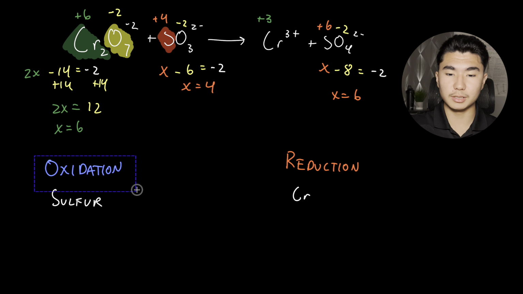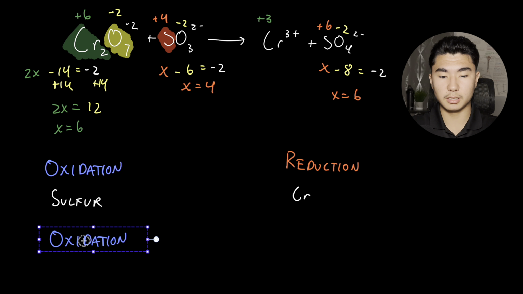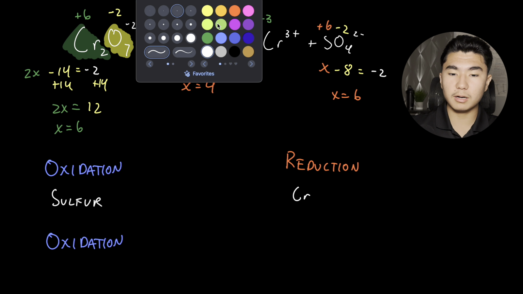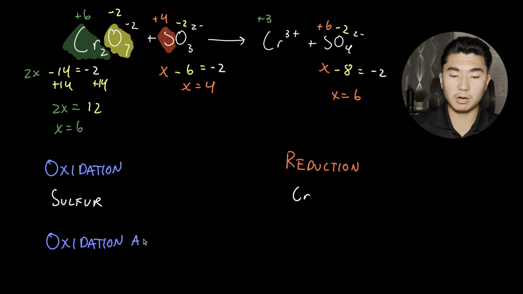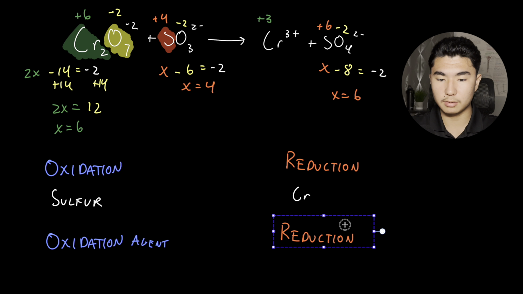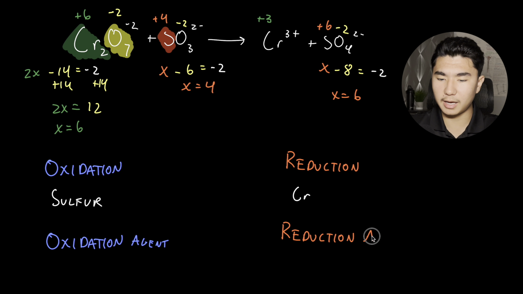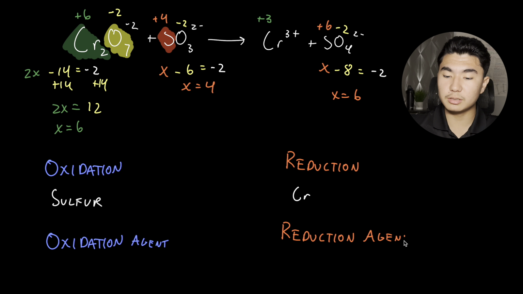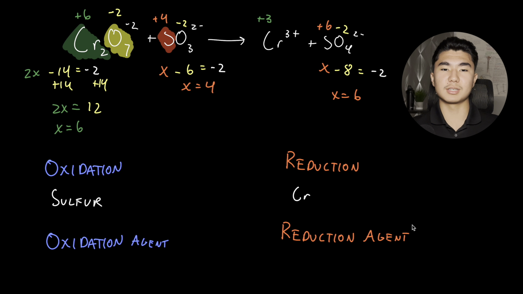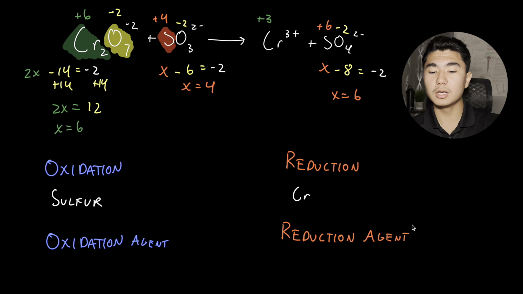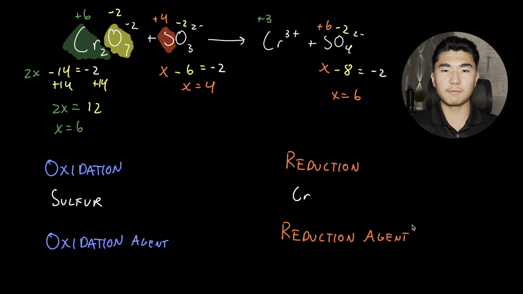Now another question might ask you, what is the oxidation agent, or what is the oxidizing agent? I'll just put agent, and on the flip side, what is the reduction agent, or what is the reducing agent? Anything that has to do with agent, the agent is the one that causes it. So I usually think of it this way: if you're the one being oxidized, you're the reduction agent. If you're the one being reduced, you're the oxidizing agent. This is because it's flipped around.